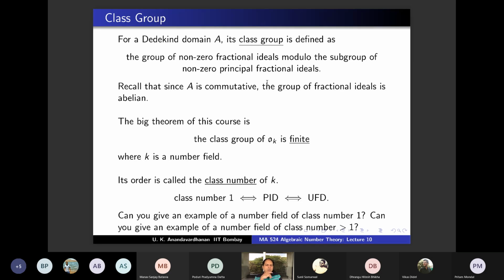Now, can you give an example of a number field of class number strictly bigger than 1? Example of a number field which is not a UFD. Correct. So give me that.